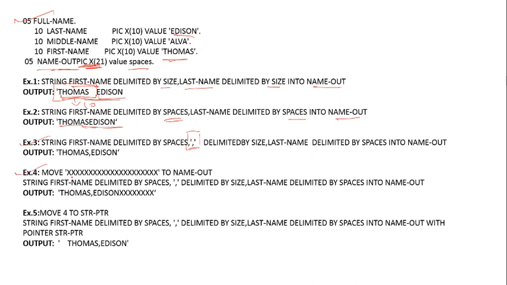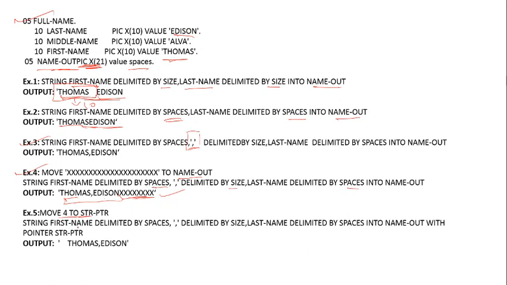Example 4: we have name-out, we have moved the xxx value, then string first name delimited by space, and last name delimited by space, into string 2, so Thomas comma Edison, and it will start from the left. Okay, so its value will be this, and move forward to the string pointer. So what will happen there?